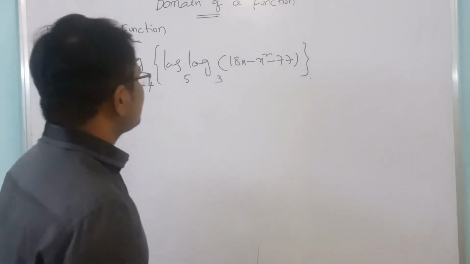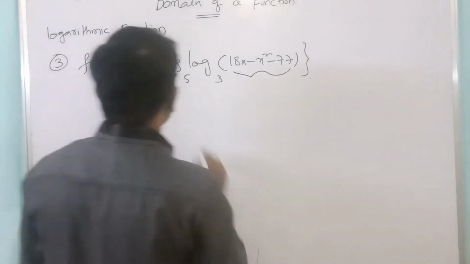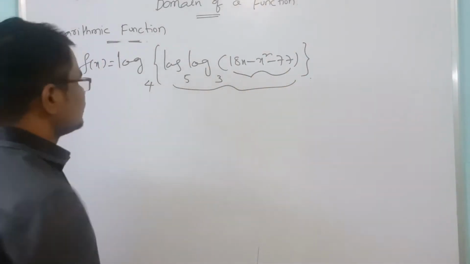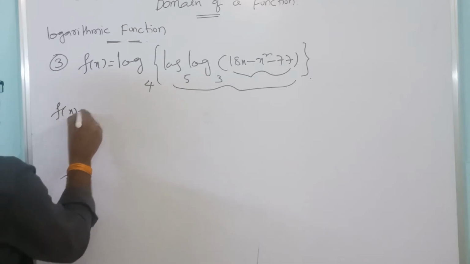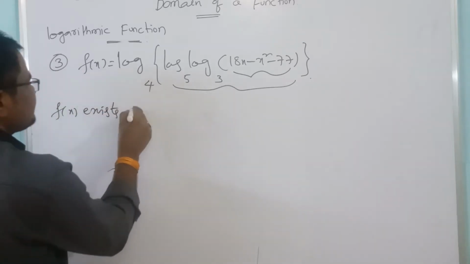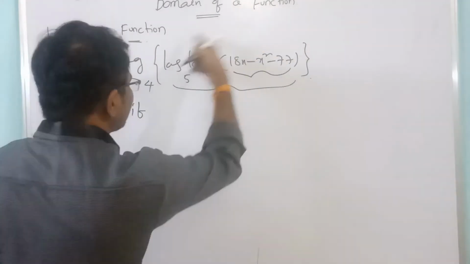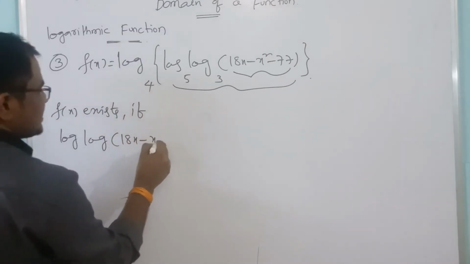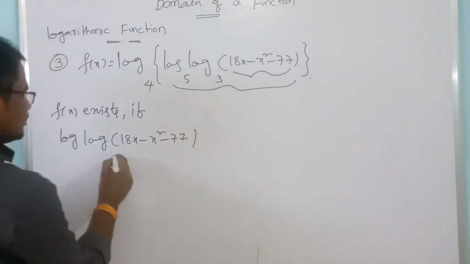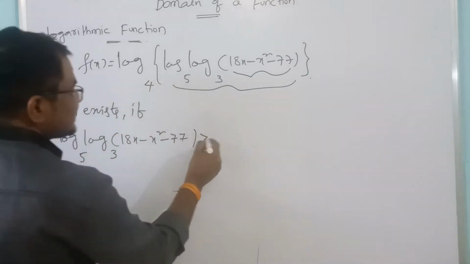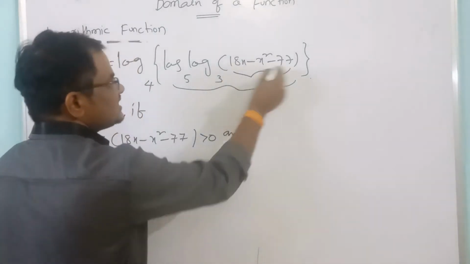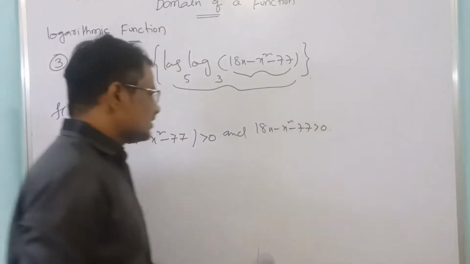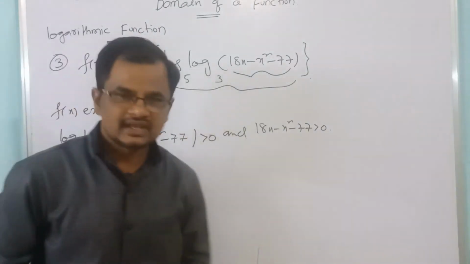Now here also same thing. What we have to take? This should be greater than 0. And if you treat this total as f of x, that f of x is greater than 0, means this function f of x exists. When it exists, this total function should be greater than 0, means log of 18x minus x square minus 77 to the base 3, here to the base 5, greater than 0. And the second one is this one, 18x minus x square minus 77 greater than 0. When these two are greater than 0, then only this function exists, right?